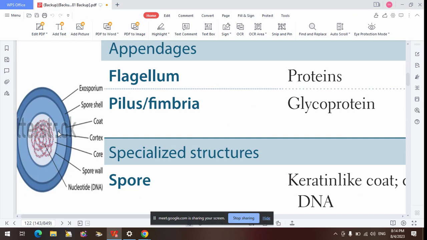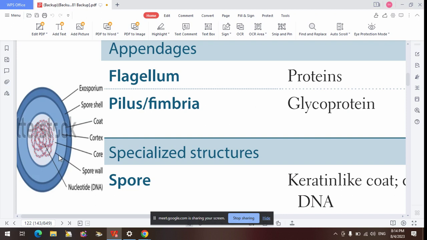This one. I hope you guys can appreciate my cursor. We can see those three lines. The first line is the exosporium. The second line is a coat that contains keratin-like material. Then the third one is the spore wall or the cell wall. Now that cell wall is made up of peptidoglycan.